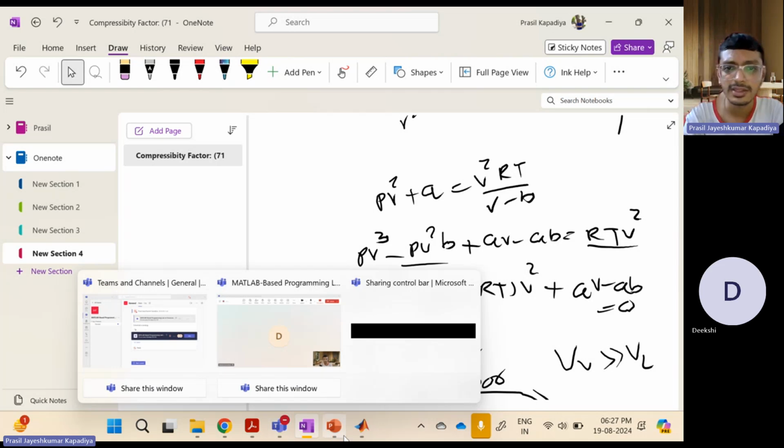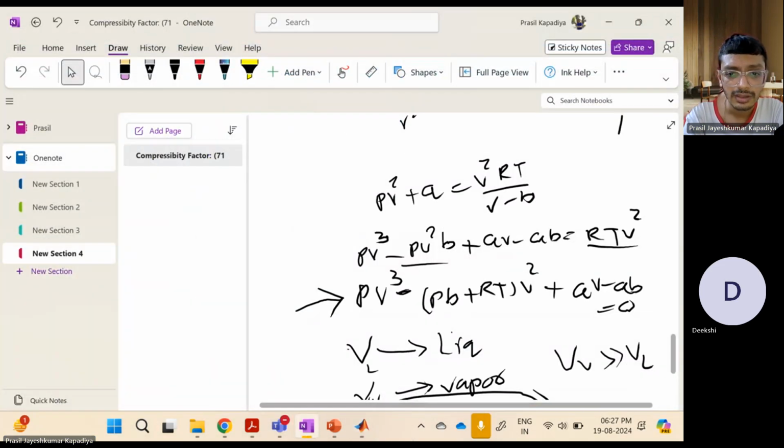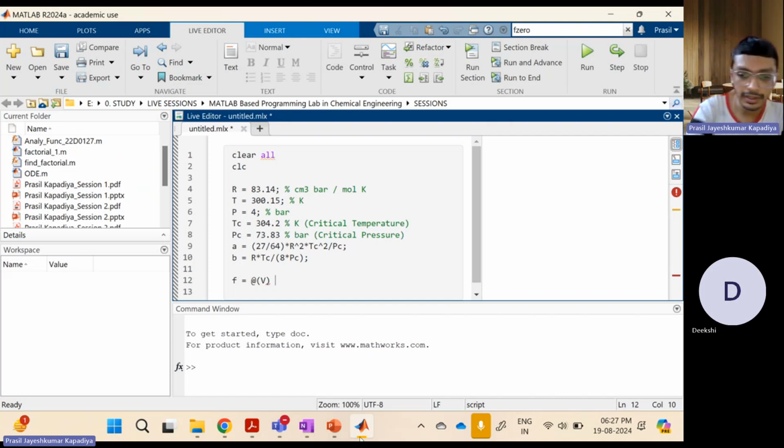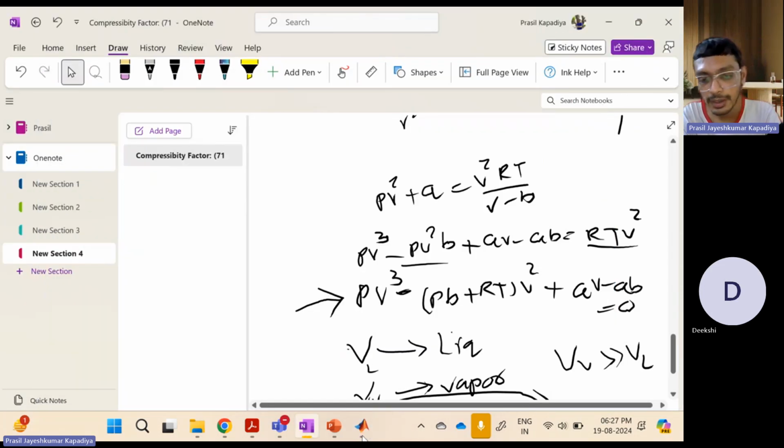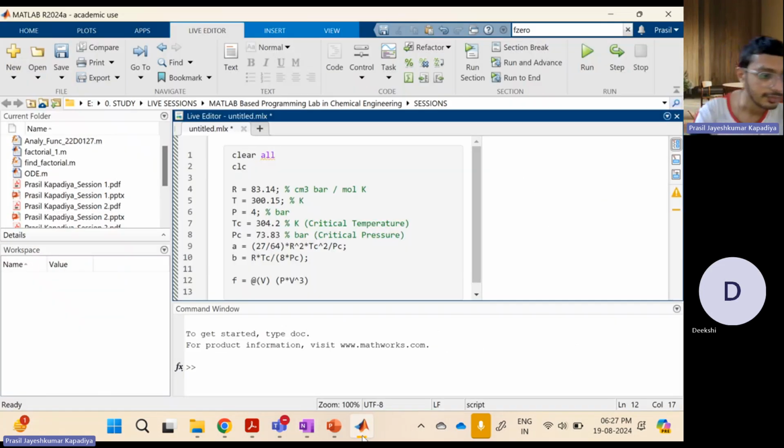So my equation is P into V cube as my first term. My second term is minus P into B plus R into T, into V square.